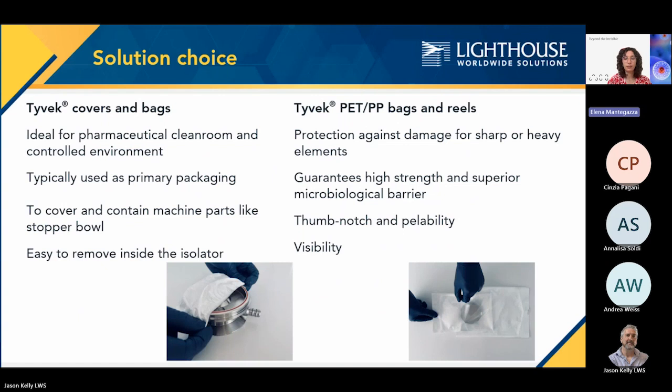The bags that are represented in the picture on the right are provided with a thumb notch and are peelable, thus helping the operator in performing a very slow opening of the packaging, thus preventing even more the possibility of particle generation. And the PET-PP transparent film guarantees the visibility that is particularly useful when the customers have a lot of tools that have a similar shape. In this way, it is possible to distinguish them.